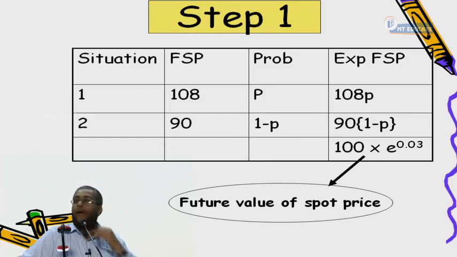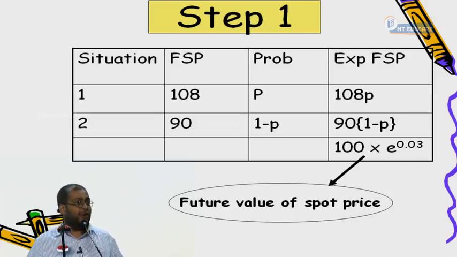What is FSP, future spot price? What is 100 into e power 0.0033? Future value of spot price. It is not FSP, it is the future value of spot price.